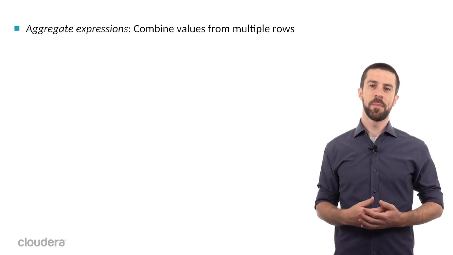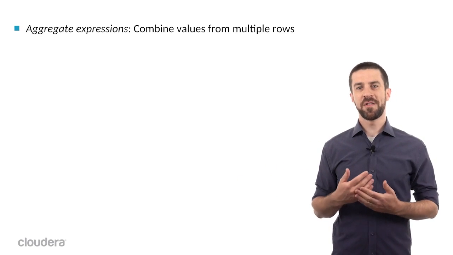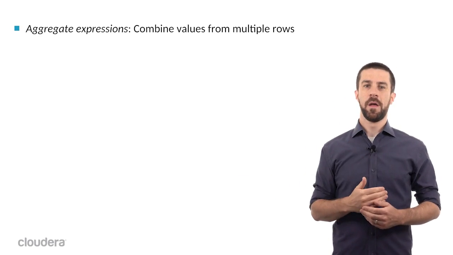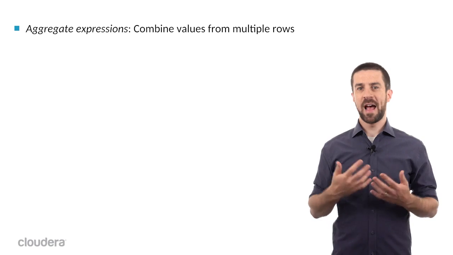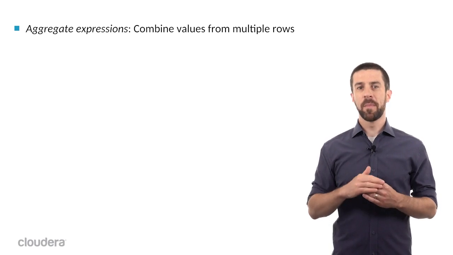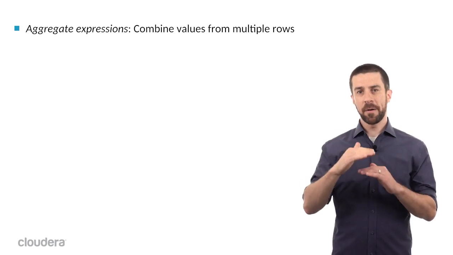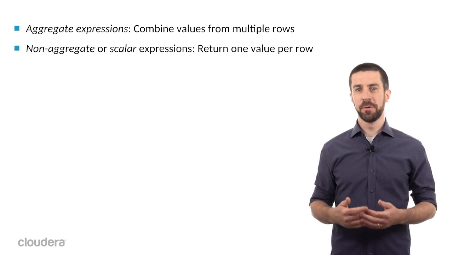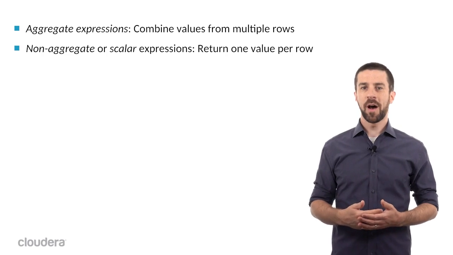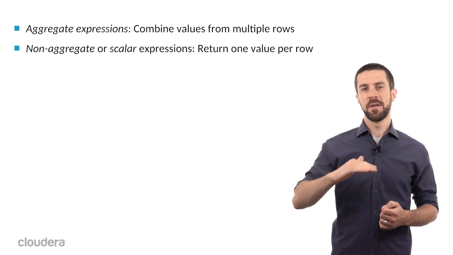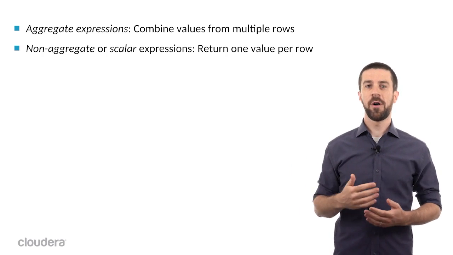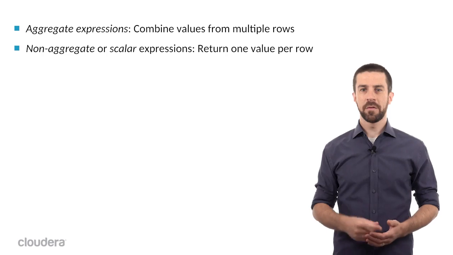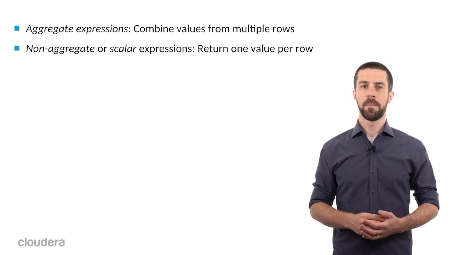In each of the examples I just showed, the expression aggregates over all the rows and returns a single row. That's what makes these expressions aggregate expressions. They can combine values from multiple rows, aggregating them together. These are different from the kind of expressions you learned about earlier in the course, which operate independently on the values in each row. Those are called non-aggregate expressions, or scalar expressions. They return one value per row.